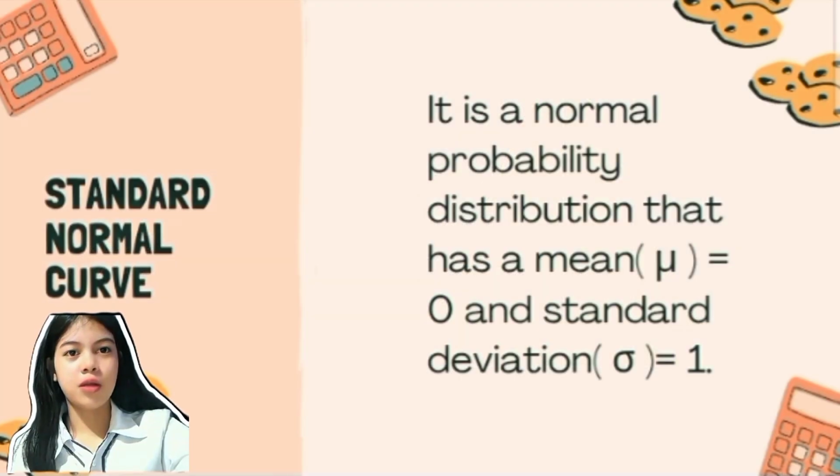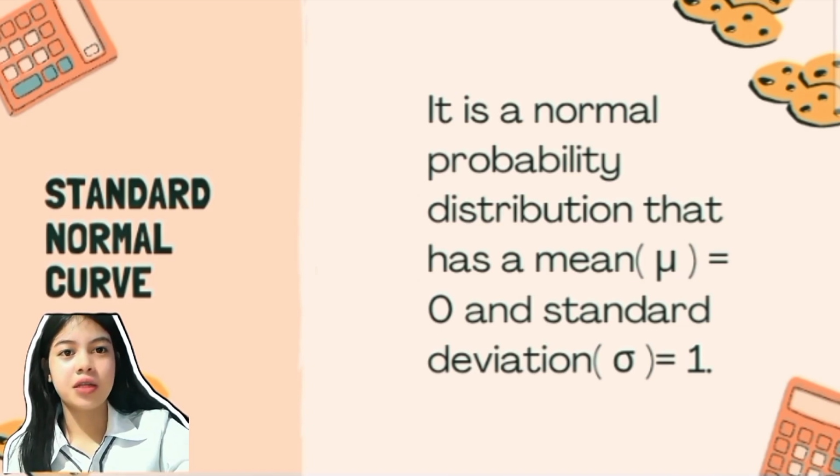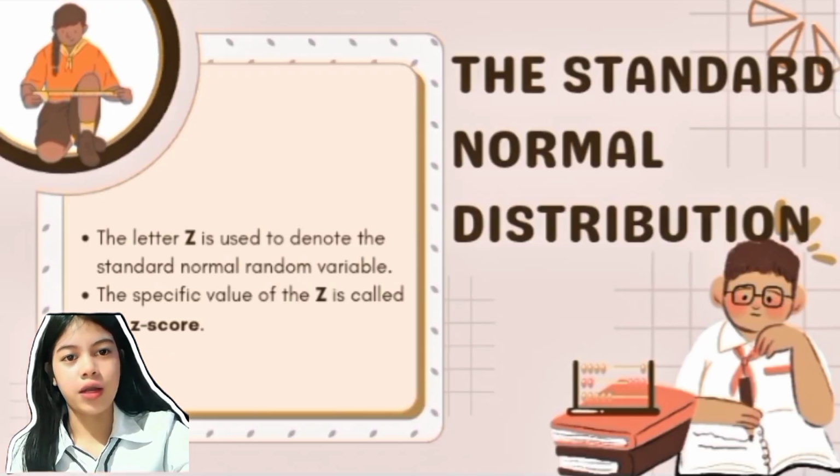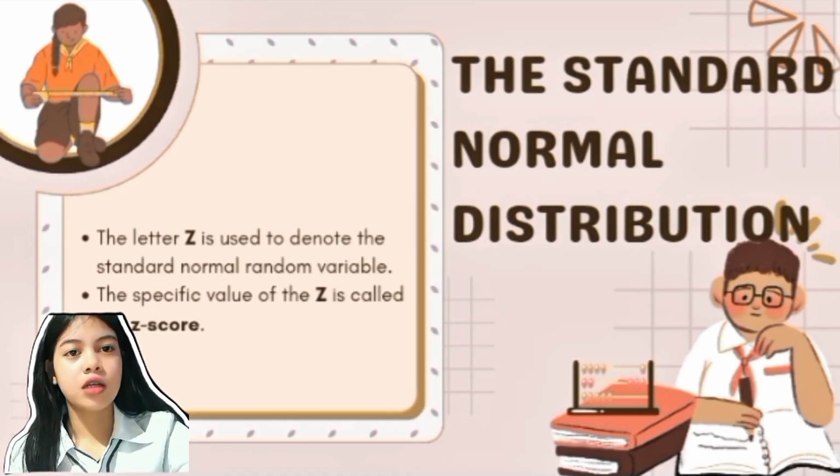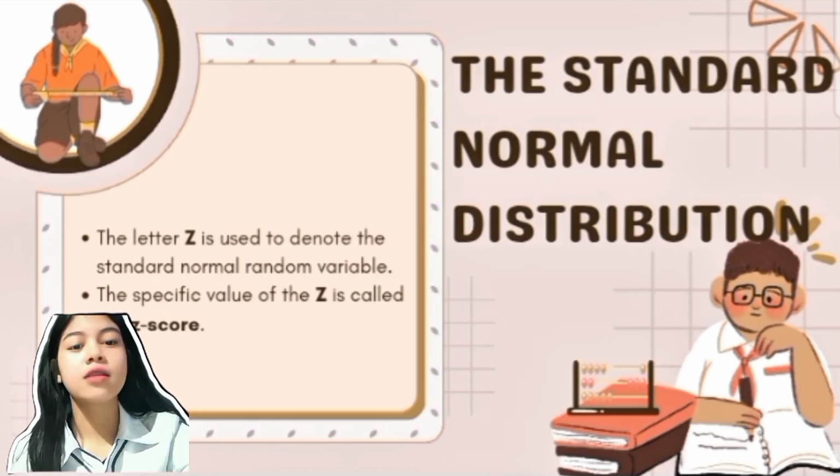The standard normal curve is the normal probability distribution that has a mean equal to 0 and a standard deviation equal to 1. The letter Z is used to represent a standard normal random variable. A z-score tells us how far a value is from the mean. It shows the distance in terms of standard deviations.